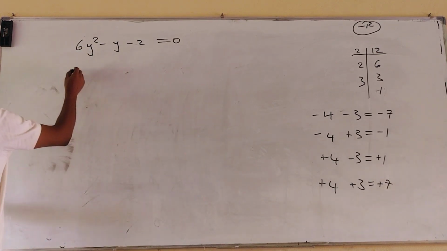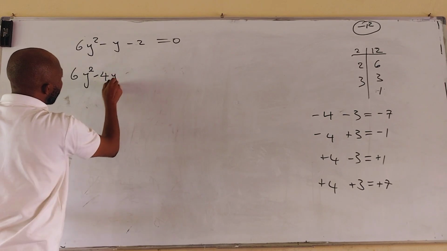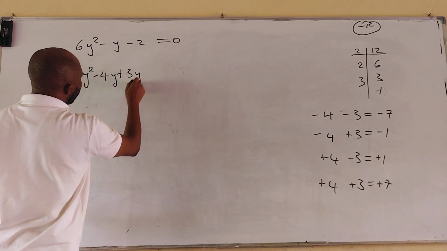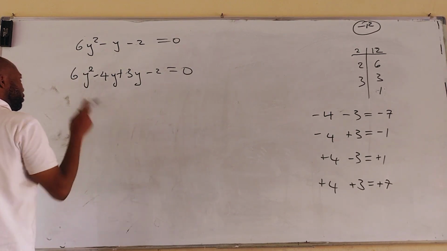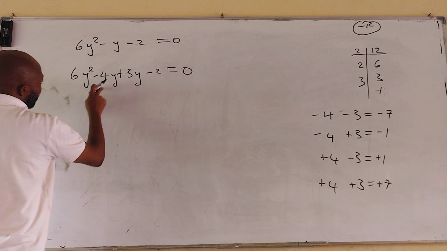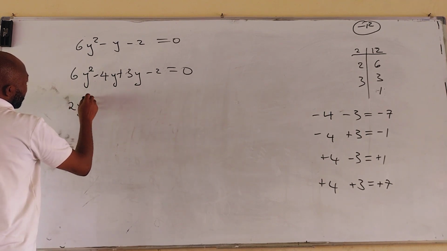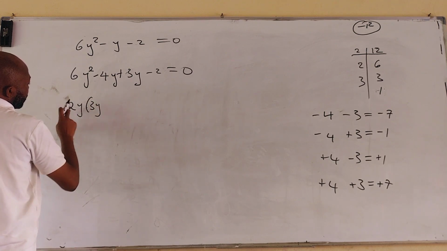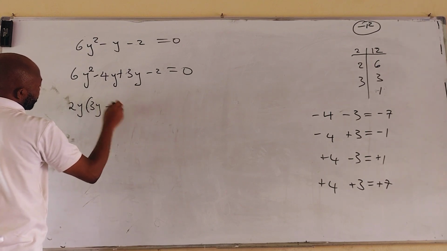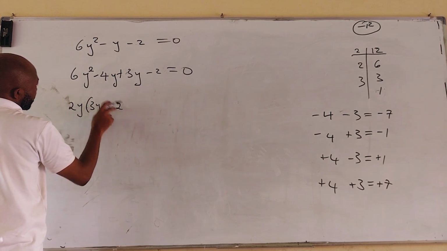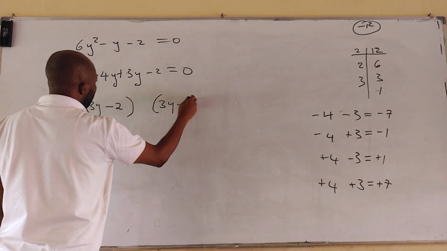So we have 6y squared minus 4y plus 3y minus 2 is equal to 0. Factorize. 2 will still be outside because of this 4. So I can easily say 2y, open bracket, 3y. 2 times 3 is 6. y times y is y squared. Minus 2. 2y times minus 2 is minus 4y. Close my bracket. I know outside there is 3y minus 2.